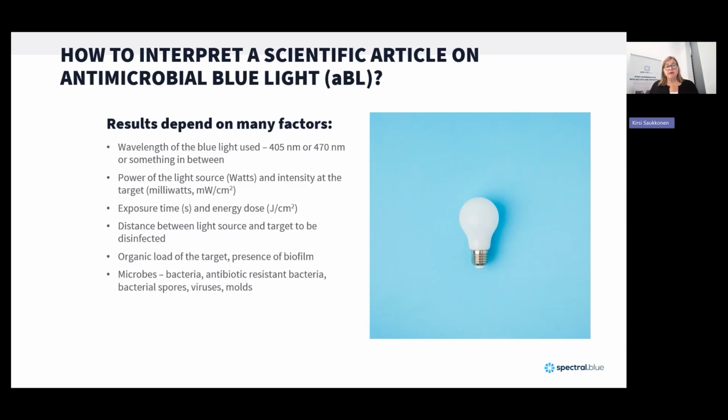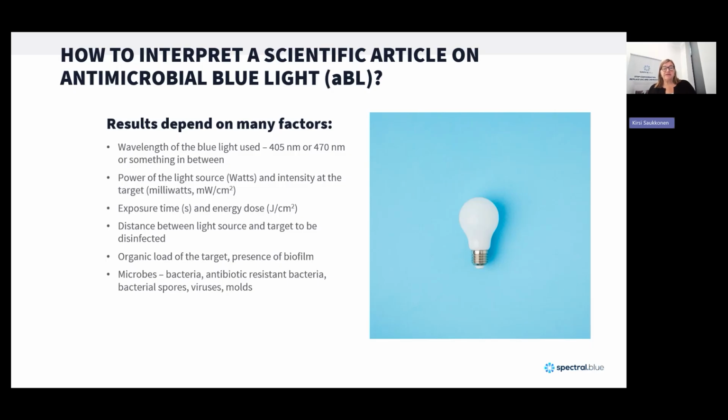The exposure time, in seconds, and the energy dose, which is joules per square centimeter. And then one important factor is the distance between the light source and the target to be disinfected, of course. Organic load of the target, presence of biofilm, because blue light does not clean, it only kills the bacteria on the surfaces that it is supposed to disinfect, and the cleaning must be done manually, of course.